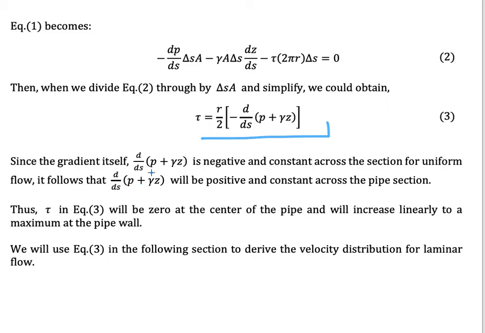The gradient d ds of p plus rho z is negative and constant across the section of uniform flow. It follows that d ds of p plus gamma z will be positive and constant across the pipe section. The tau in equation 3 will be 0 at the center of the pipe and will increase linearly to a maximum at the pipe wall. We will use equation 3 in the following section to derive the velocity distribution for laminar flow. This is actually the basic equation that we need for the next calculation.